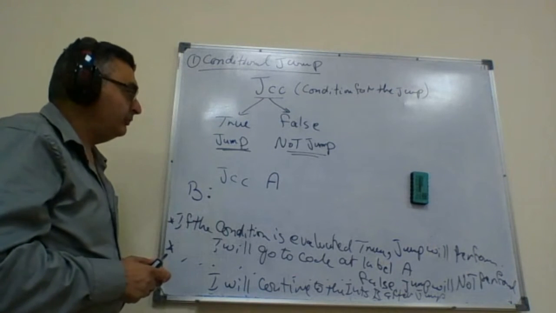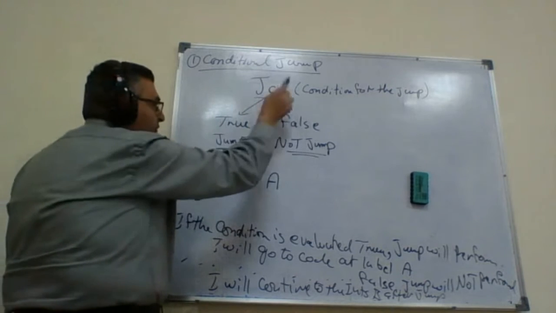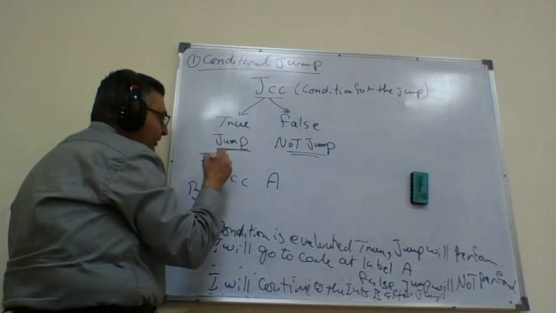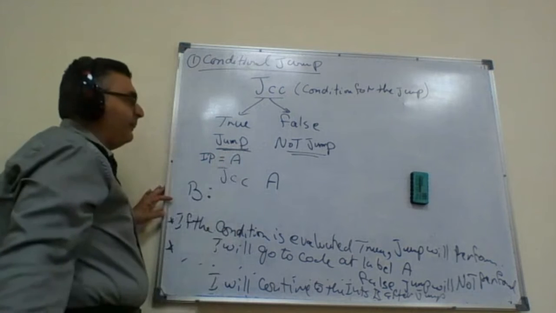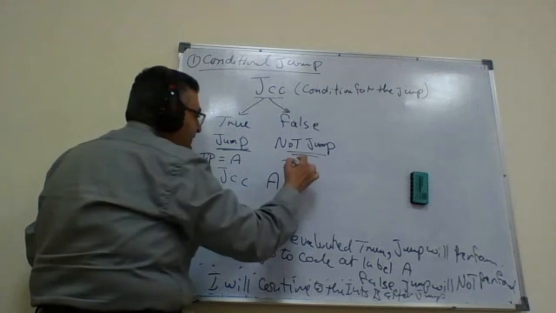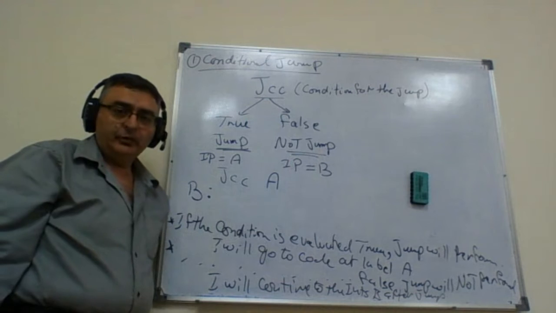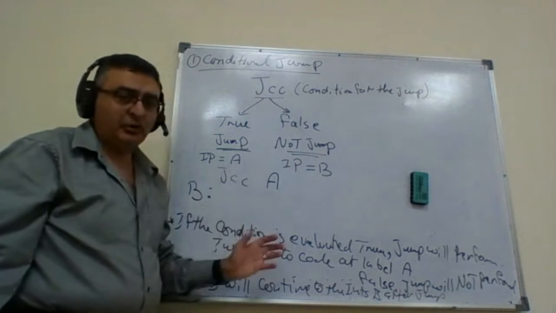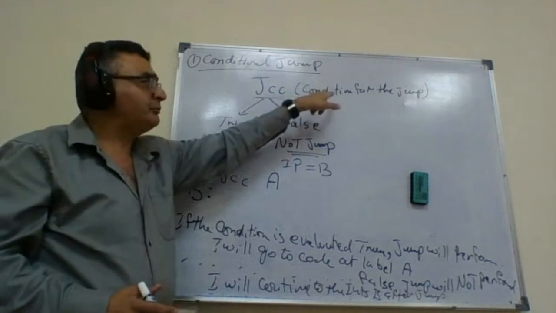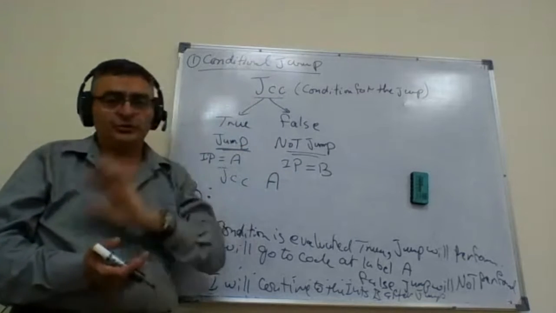and I will continue in the regular flow. So accordingly, if the condition of the jump is evaluated to be true, the next IP will have the value A. If the jump is not taken, the next IP will be B. We need to understand this concept very well before we proceed with the different types of conditions for the conditional jump. We have to first know how the conditional jump works.